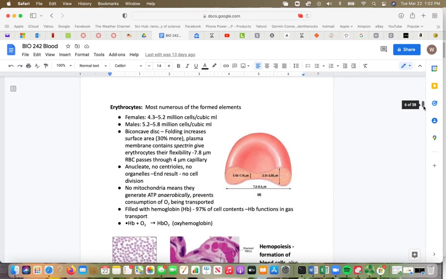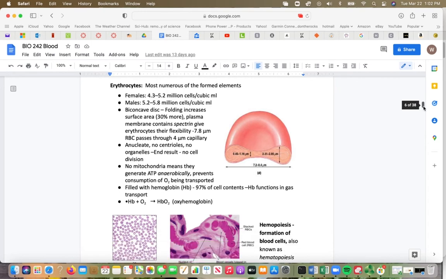So your erythrocytes, these are the most numerous of the formed elements. For a female, you're going to have between 4.3 and 5.2 million cells per cubic milliliter. For males, 5.2 to 5.8 million cells. They have a unique shape. It's a biconcave disc. And this folding allows it to have more surface area.